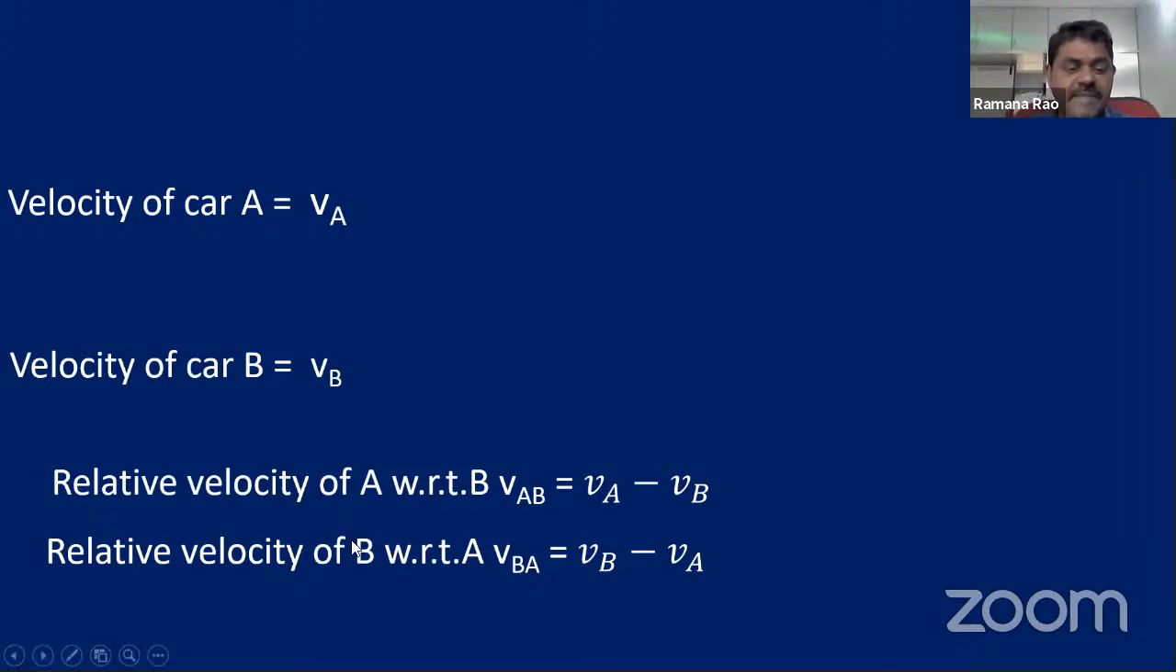Now the relative velocity of B with respect to A. That means if A is the observer and is observing the car B, what is the relative velocity of B with respect to A? In A's point of view, with how much velocity is B moving? That is VB minus VA. The velocity of B with respect to A is VB minus VA. I hope you understand the formula.